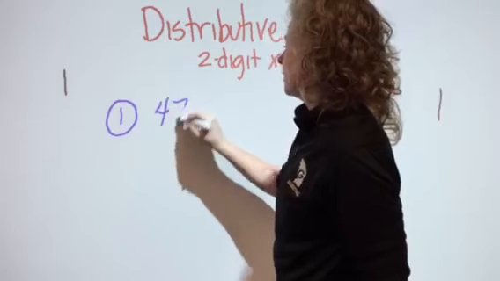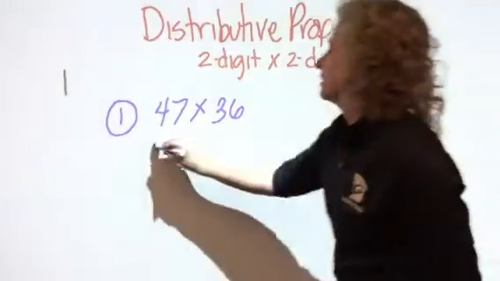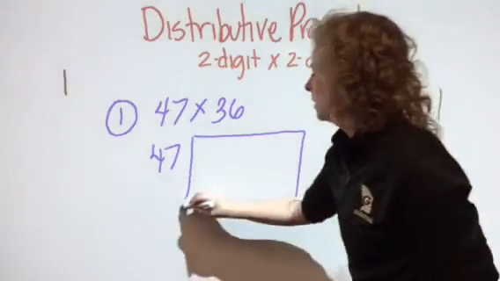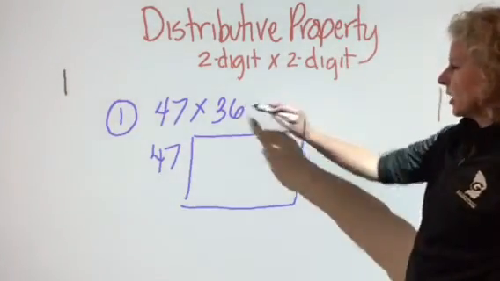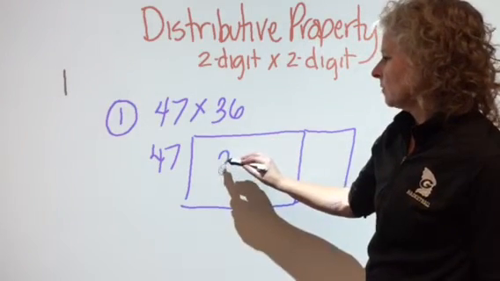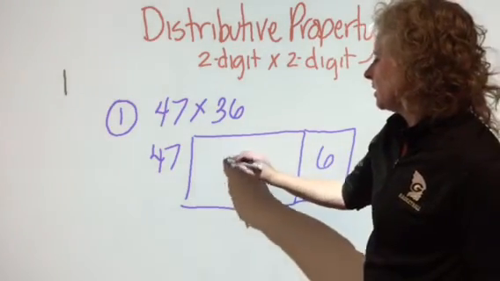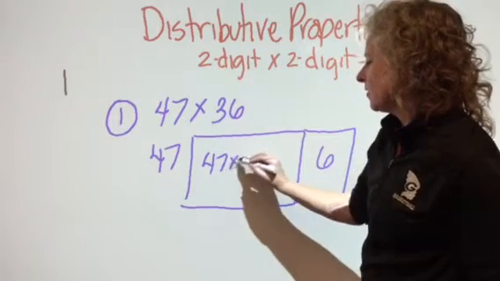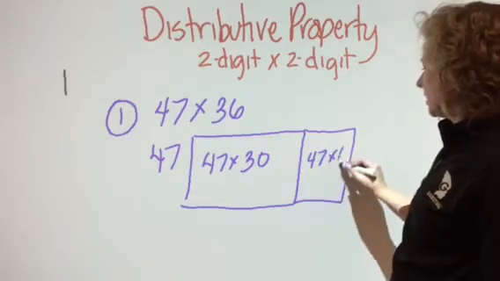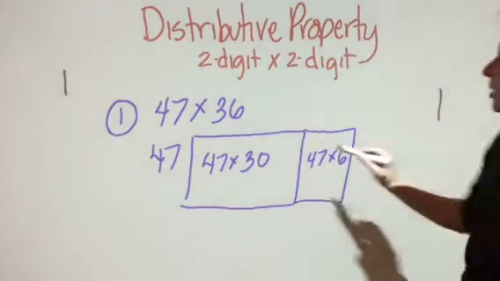So say we have a problem like this, 47 times 36. Let's go ahead and make our area model. Okay, so we're going to take that 47 and then we're going to break 36 into the tens, right? And its ones. Okay, so this is going to be 47 times 30, and this is going to be 47 times 6.